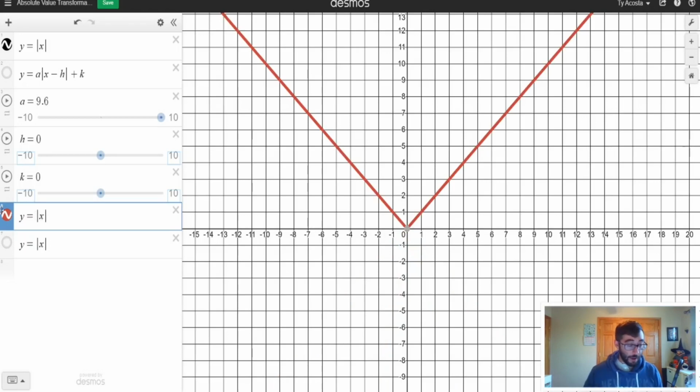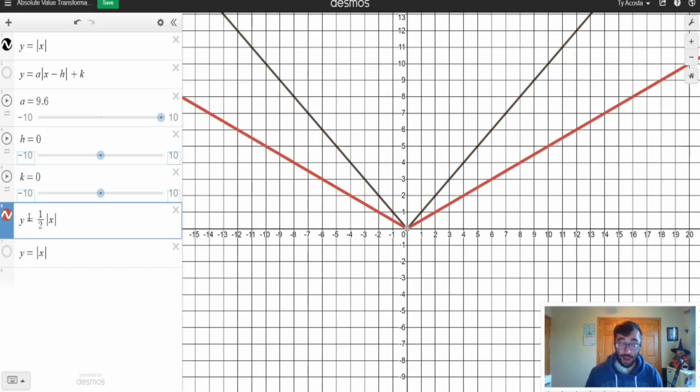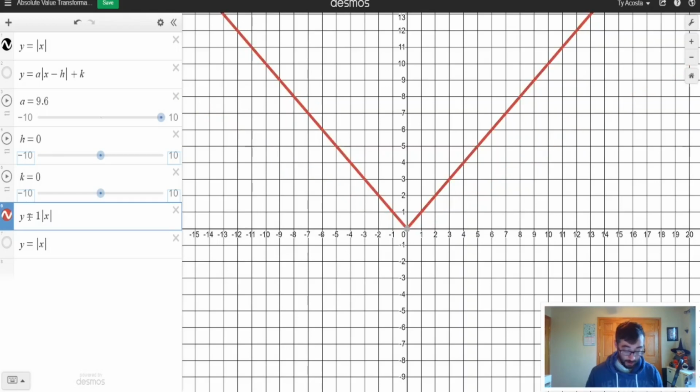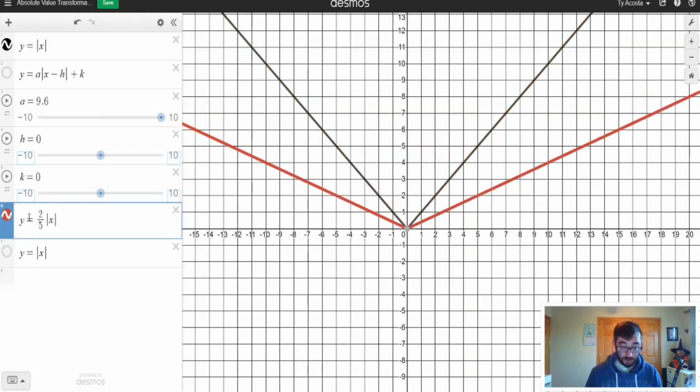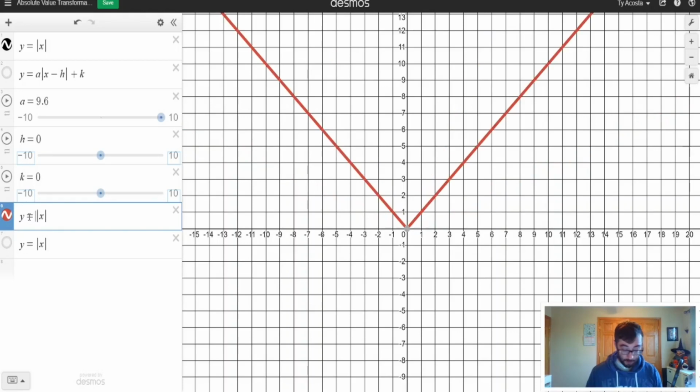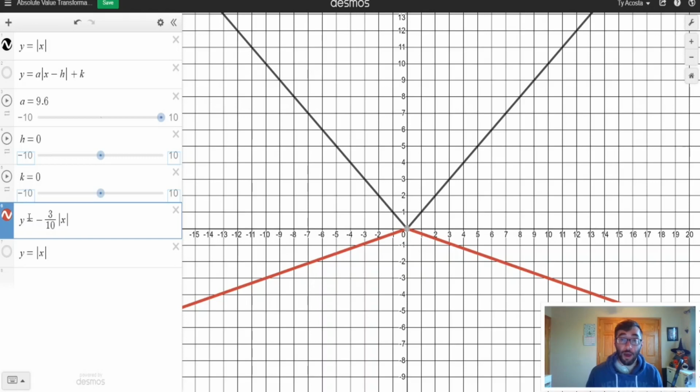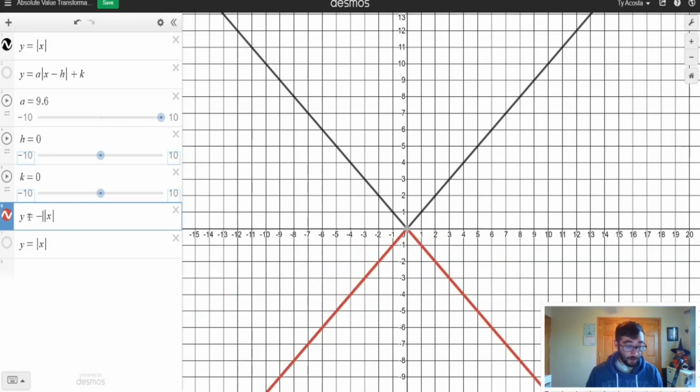Now, when that number is like a really, really small fraction, so say if it was like 1/2, notice it's a lot wider. If it was like 2/5, it's a lot wider, okay? If it was negative, say 3/10, it's a lot wider. So what happens here is if that number that is multiplying the absolute value is in between -1 and 1, another way of saying that is if the absolute value of that number is in between 0 and 1, it is what we call being vertically compressed, okay?